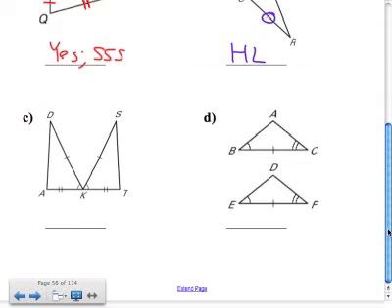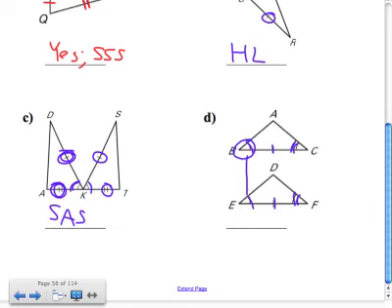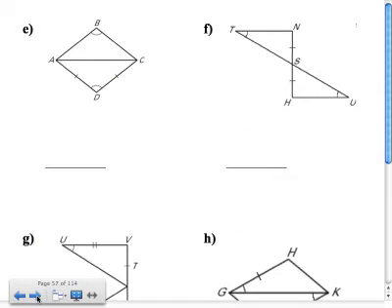Part C. I see one set of congruent sides, another set of congruent sides, and a set of congruent angles. So if you look at it, it's side, angle, side. And since all the corresponding pieces are congruent, I can say yes because of SAS. Part D, angle, side, angle, angle, side, angle. The corresponding angles are congruent. Corresponding sides are congruent. Check. This is the ASA shortcut. And again, what we'll look at more is actually proving them.